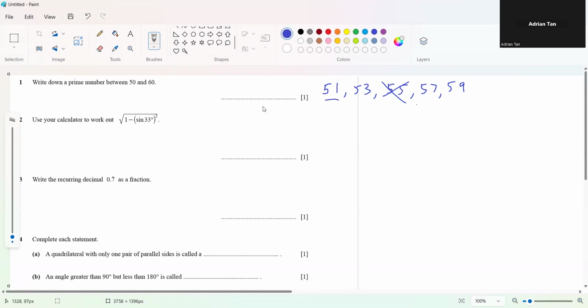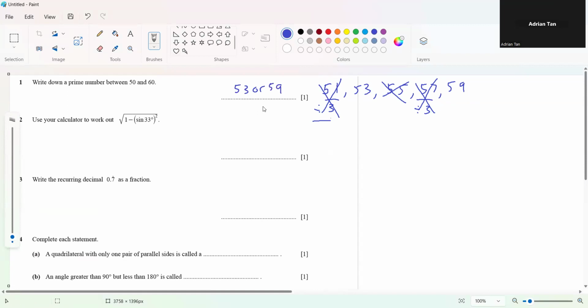Now 51 and 57 are quite special cases because these two numbers can divide by 3 specifically. If you want to check whether a number can be divided, I recommend you just try to divide with odd numbers. From here, 51 divided by 3 can be done, so this is not a prime number, and this one also is not a prime number. So your answer is either 53 or 59. You can just write out one of them.